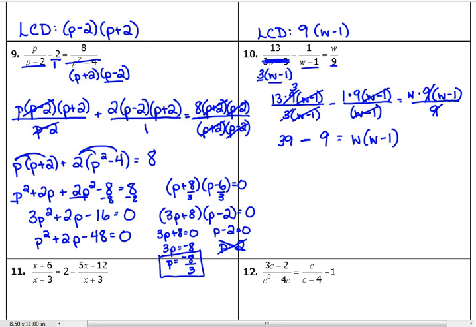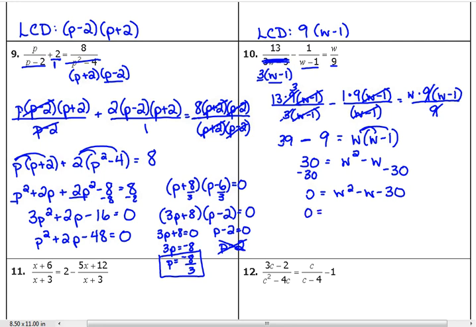So this doesn't look too bad. 39 minus 9 is 30. Distribute that W. W times W is W squared. W times negative 1 is negative W. It's a quadratic, so everything's got to be on one side. It's got to be equal to 0. So we have to move that 30. This one's not as bad to factor.